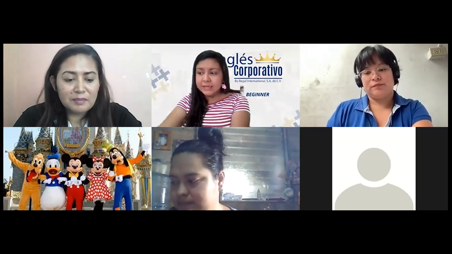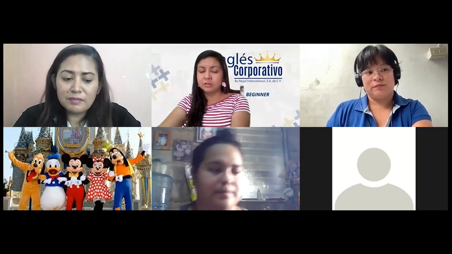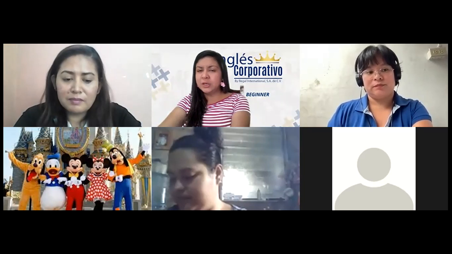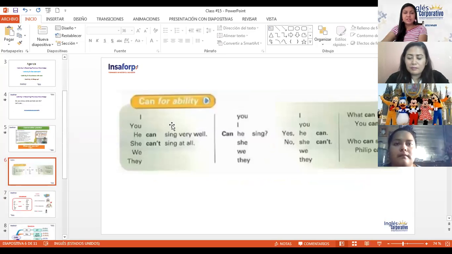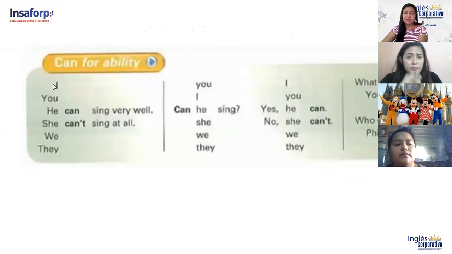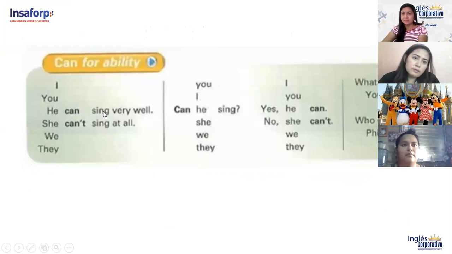Now, let's learn about the use or the structure of can and can't. Oh, it's very simple. The use of can and can't is very, very simple. It's a piece of cake. As you notice in the presentation, when we use can for ability, the structure is the following. As always, the subject. Then can or can't. The verb in the base form and the complement. He can sing very well. She can't sing at all. Él puede cantar muy bien. Ella no puede cantar para nada. At all means para nada. She can't sing at all.